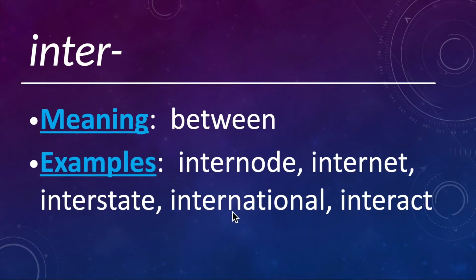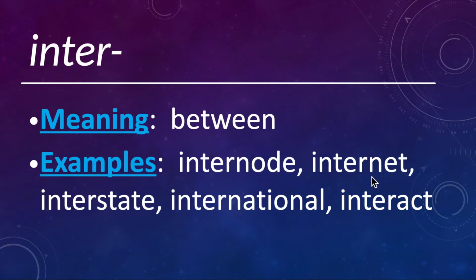Now, inter means between. So an internode is basically, on a plant, the part of the stem between two nodes where leaves come out. So it's the part of a stem between the leaves, pretty much.